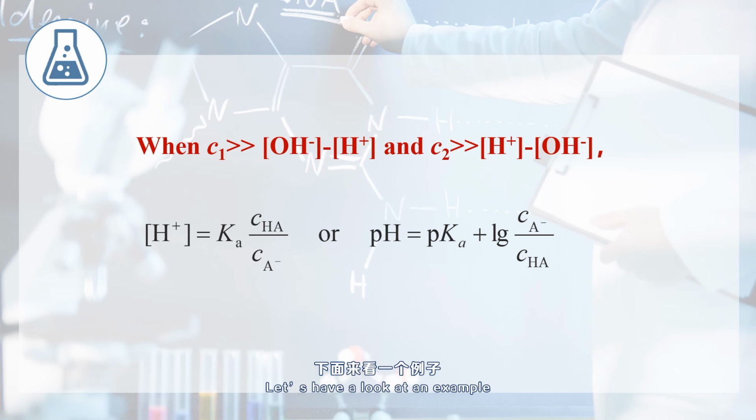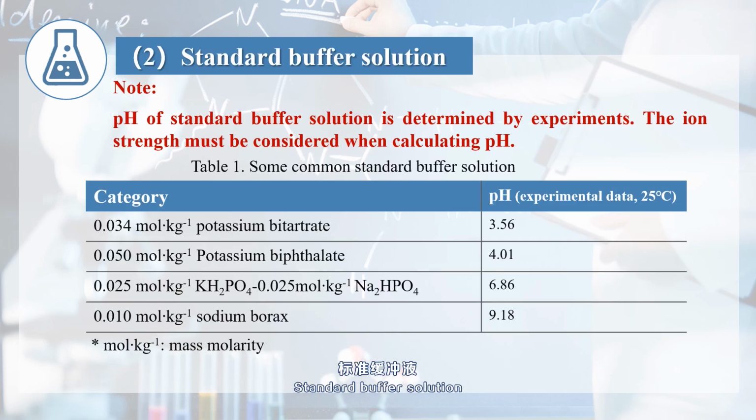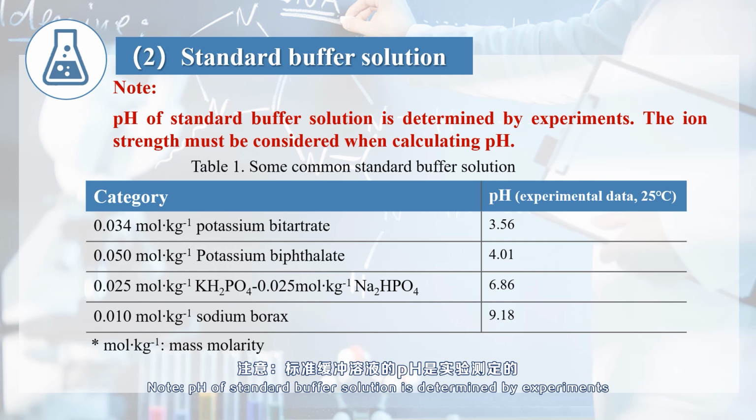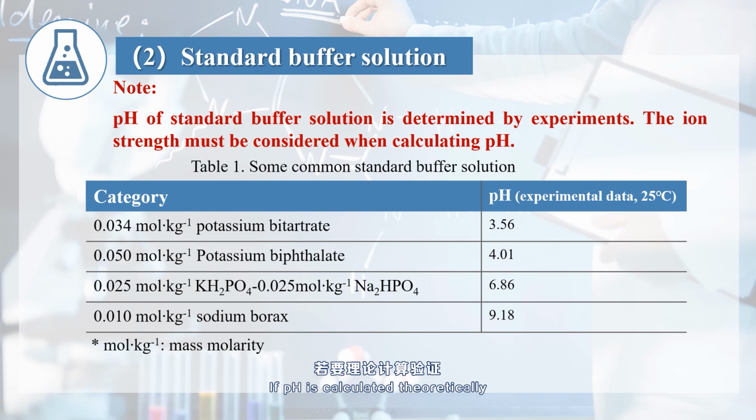Let's have a look at an example. Standard buffer solution. Note, the pH of a standard buffer solution is determined by experiments. If pH is calculated theoretically, the ionic strength must be considered. Table 5.1 lists some standard buffer solutions.